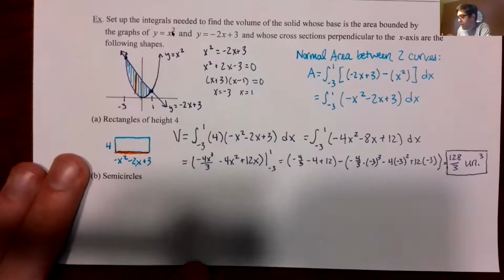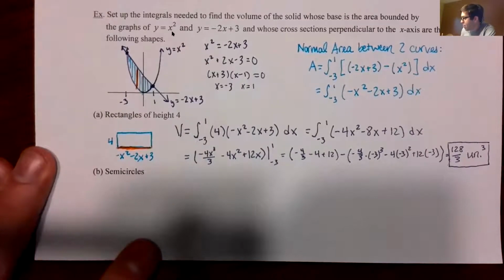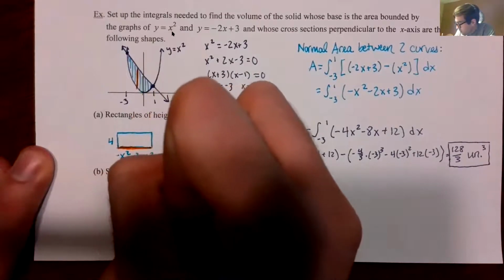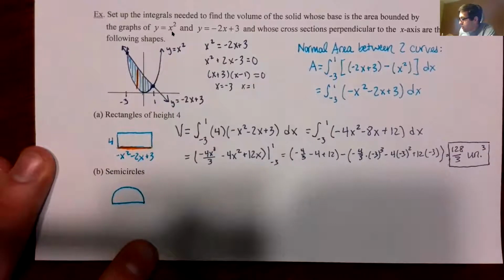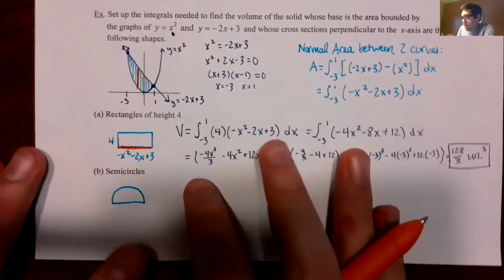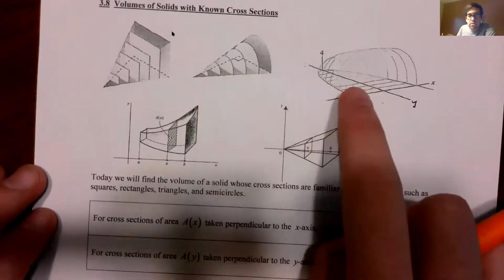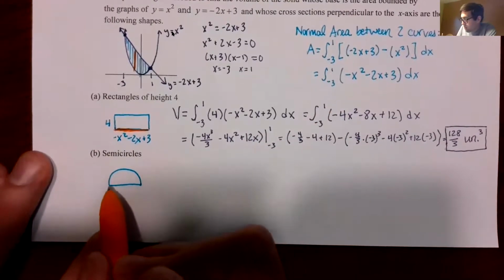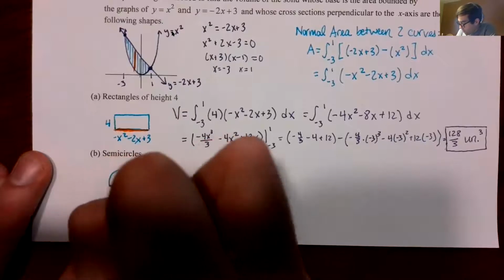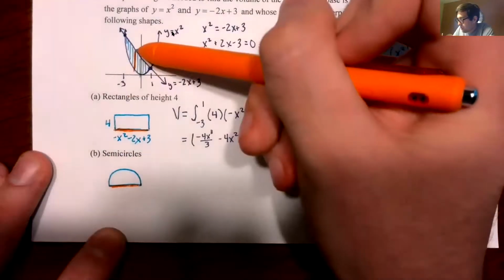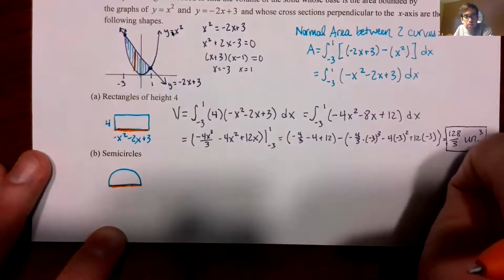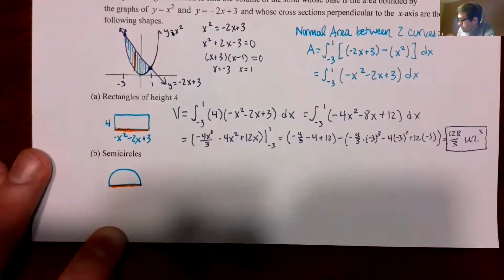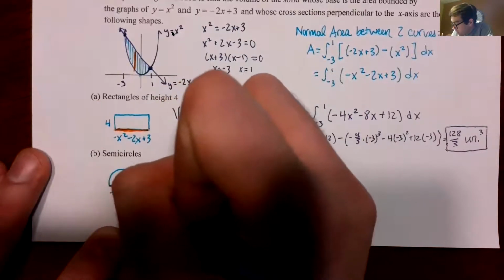Okay, so let's try letter B. Semicircle. So semicircle means half of a circle. I'm going to sketch that over here. And remember, just like in the diagram at the top of the page, and just like what we saw in the app on the website, the semicircle is half a circle where the diameter is what was originally the line segment in our 2D area. So now the diameter is our -x squared minus 2x plus 3.